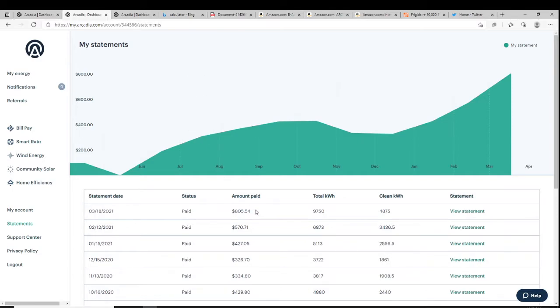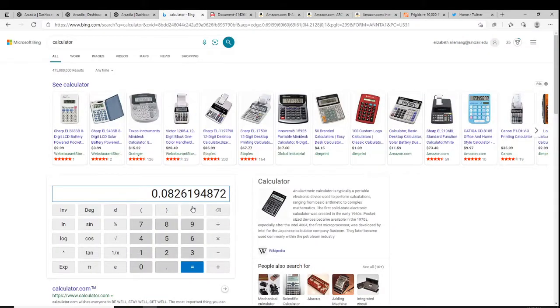Basically, what you want to do is enter your electric rate into the calculator. So 105.54 was my monthly bill, and divide that by kilowatt hours used. Mine was 9,750. Hit equals, and that will bring up your electric rate. This is what I pay for electricity here in USD, so that's just what I'm paying. So whatever number comes out of here is going to be your all-in electric rate.